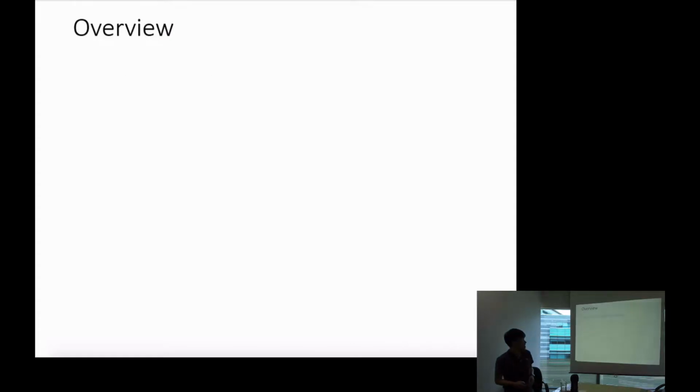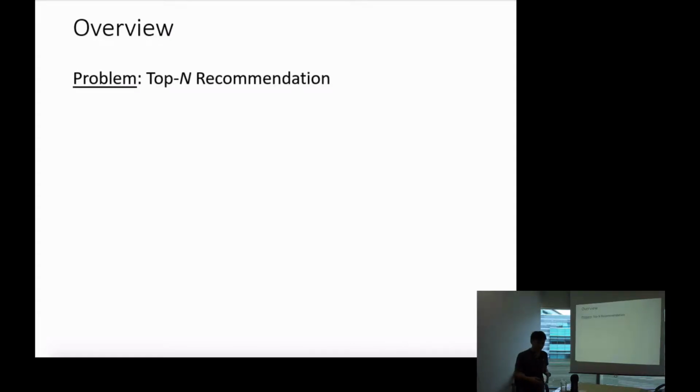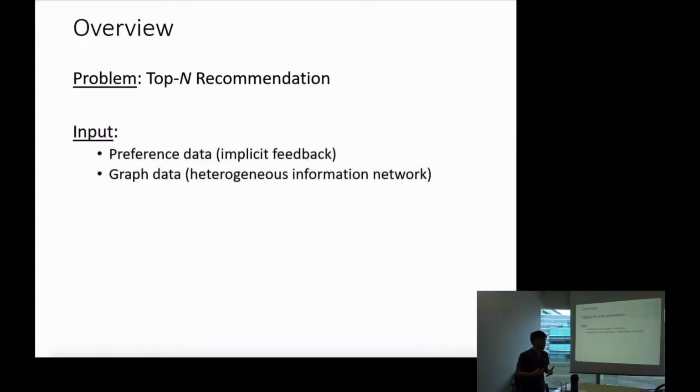Okay. So the quick overview is the problem at hand is top-N recommendation, and the input we have is preference data, which comes in the form of implicit feedback, and we have another type of data. It's graph data. In this paper, they consider the heterogeneous information network.